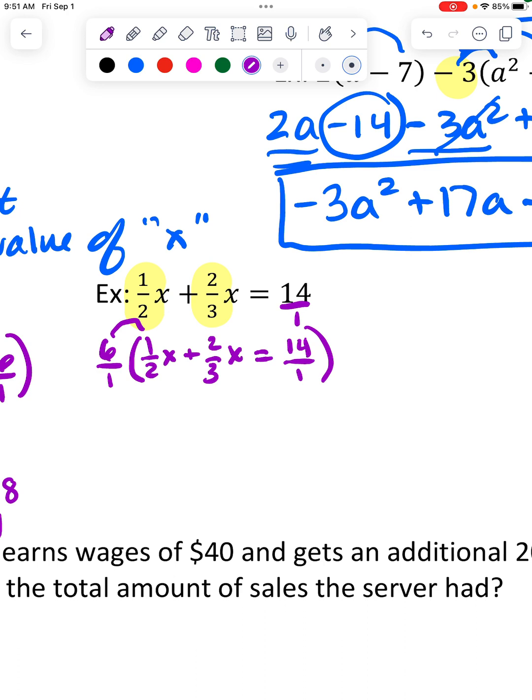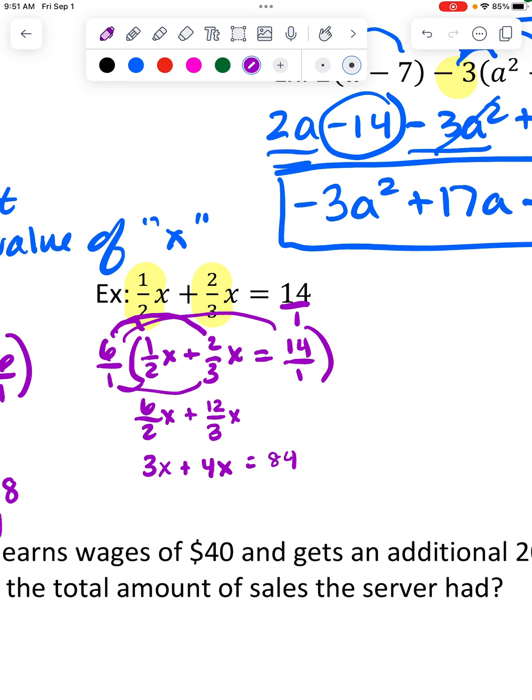Top numbers multiply, so I get 6, and then the bottom numbers multiply, so I get over 2. But 6 over 2 reduces to 3, and when you use this process, you should always be wiping out the fractions. So like even here, 6 times 2 is going to be 12, and on the bottom, 1 times 3 is going to be 3. And so that's going to reduce down to 4x. And then 6 times 14 turns into 84.